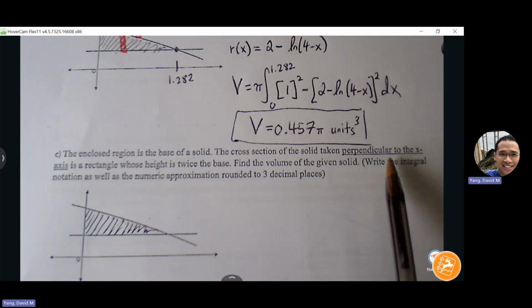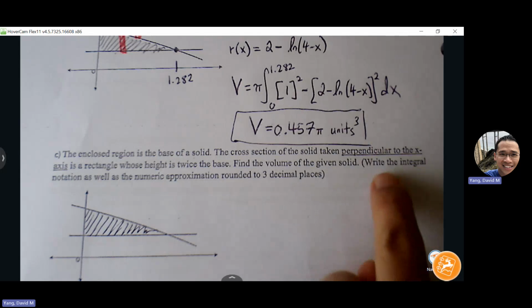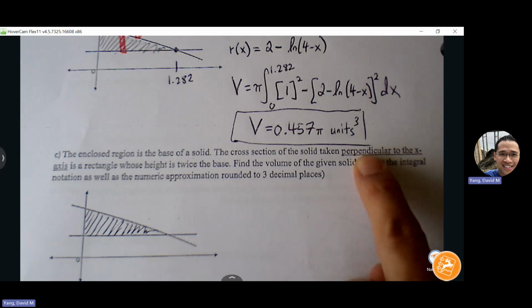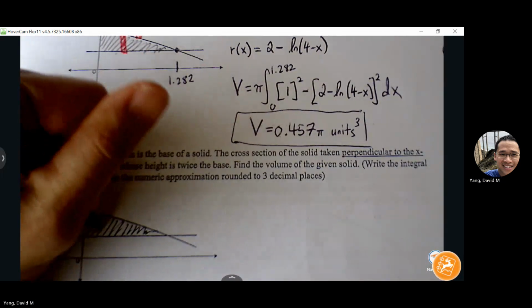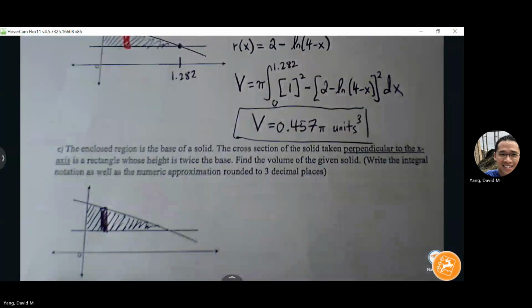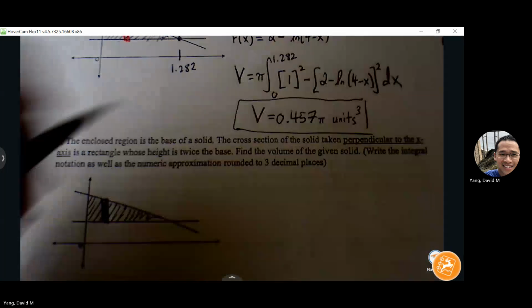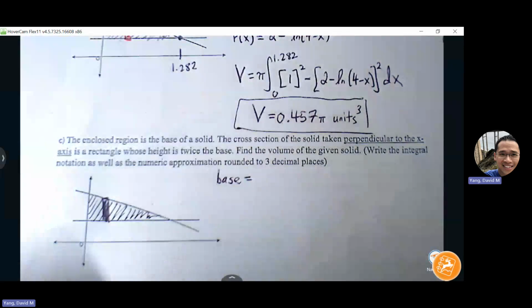Okay, perpendicular to the x-axis. We're talking about building these rectangles. This is a cross section of a solid. And which direction is that? The x-axis is what? Horizontal. Perpendicular to it, vertical. Let's build the base. Top minus bottom.